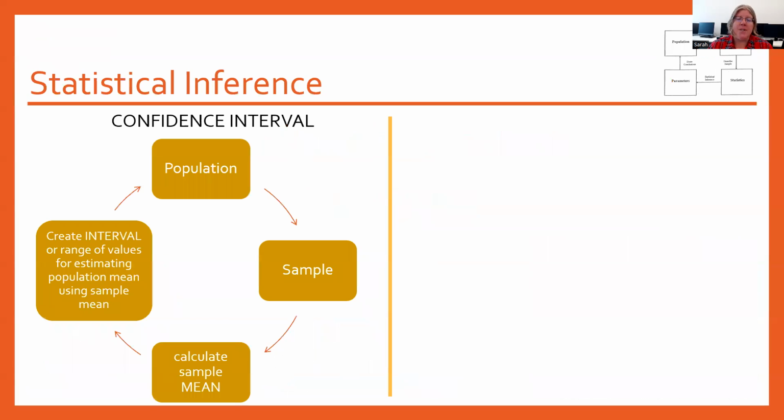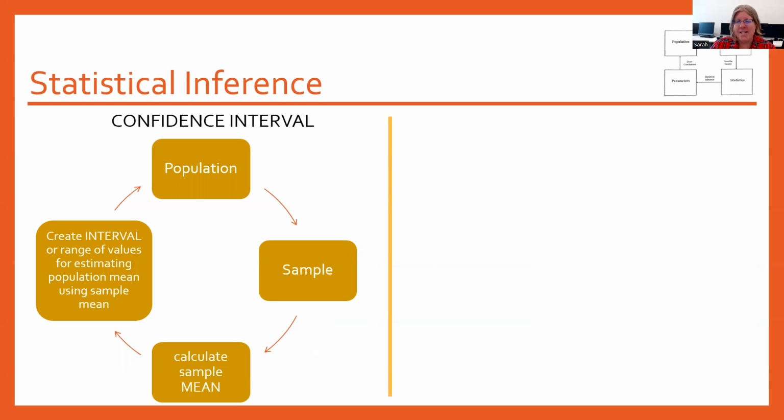For the confidence interval, we start out by identifying our population, pulling a random sample of some sort, and then we're going to calculate our sample mean. And we represent that sample mean with x with a bar over the top of it. That sample mean is going to become the center of our interval. Then we'll have that margin of error on either side. And we're going to take that interval and apply that to our population, and say that we think our population mean is somewhere within that interval.